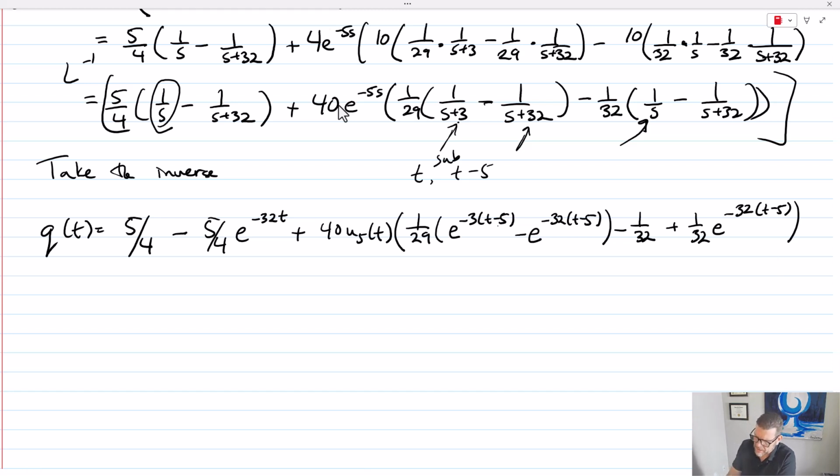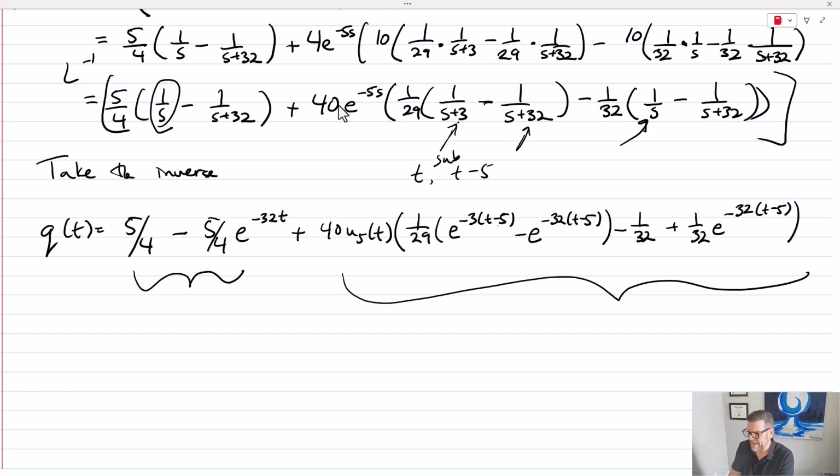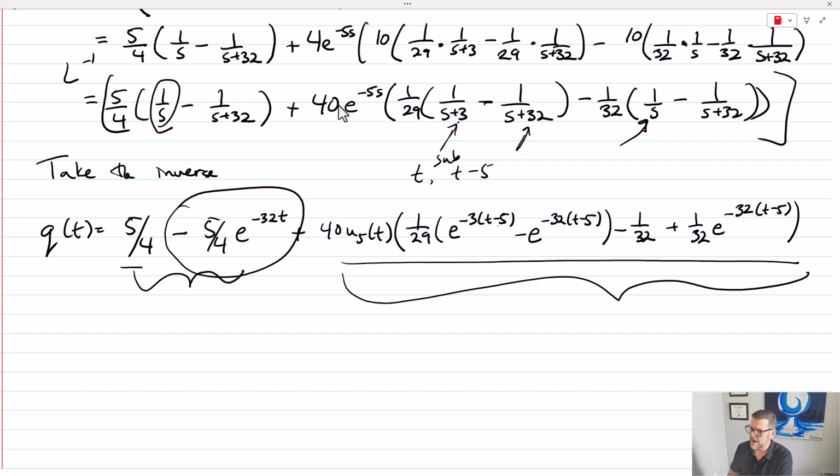What you'll notice here, this part right here, that's your homogeneous part. And then this here, the 5/4 e to the negative 32t, that's your homogeneous part, okay? And then this 5/4 and this part right here, they are, in fact, the particular solution that you have to get, okay? And both the 5/4 and the 40u5 of t, they're essentially the part of the differential equation that is the non-homogeneous part, okay?